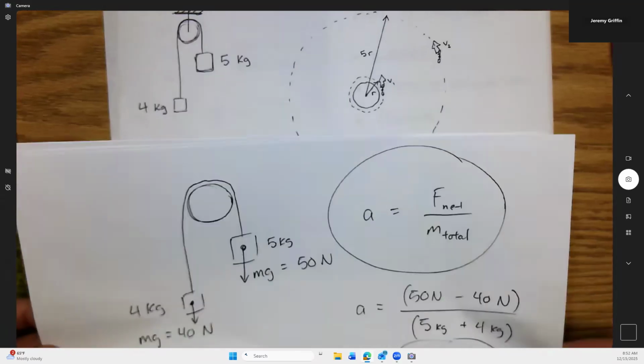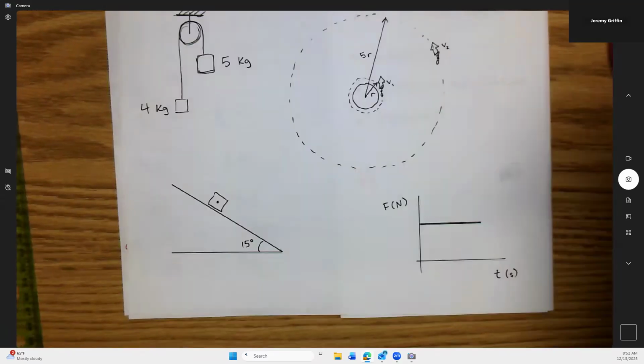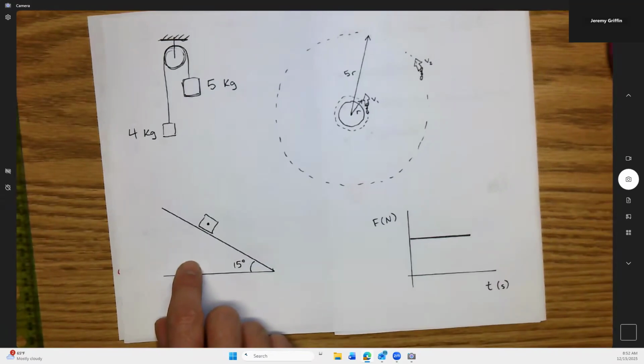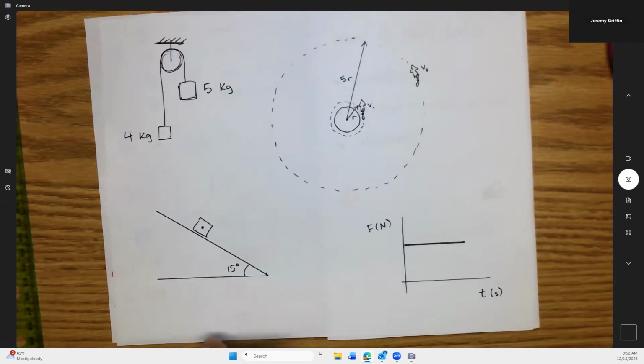All right, how about I got a block on an incline. Guys, let's say there's no friction. You got that? What is the acceleration of that block down that incline with no friction? I got a 15-degree angle. What's the acceleration? Say we're on Earth.